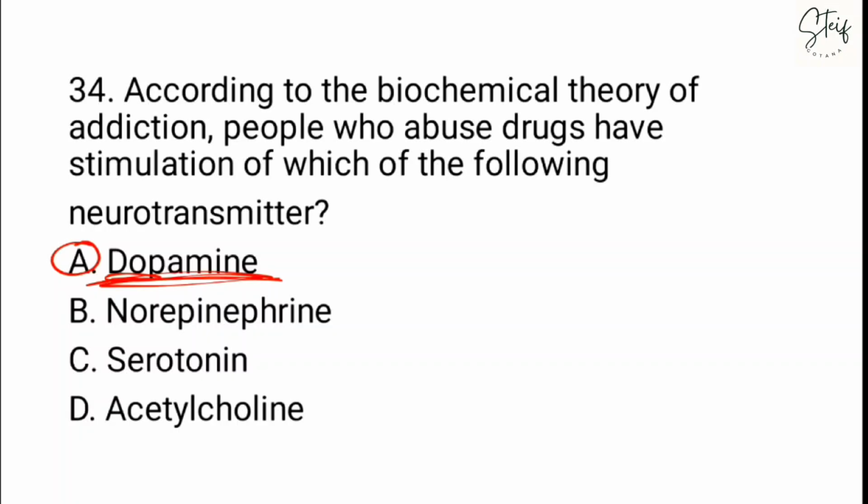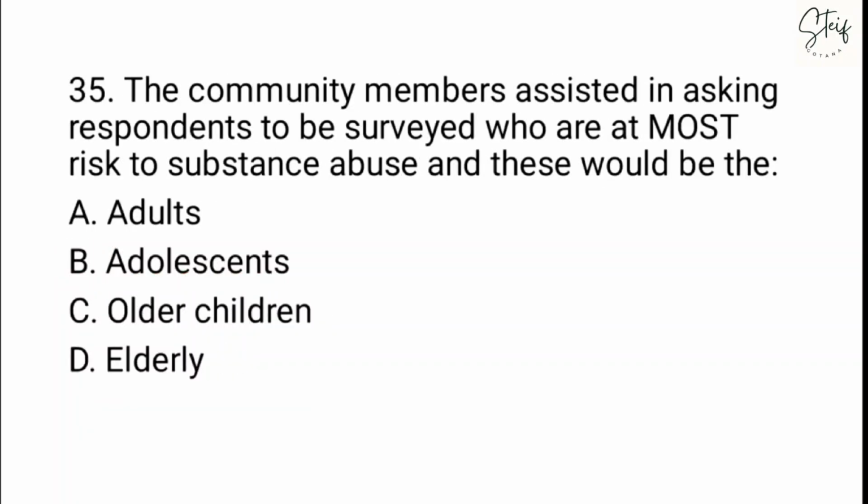Number 35. The community members assisted in asking respondents to be surveyed who are most at risk for substance abuse, and this would be the group most at risk daw po. A. Adults, B. Adolescents, C. Older children, and letter D. Elderly. Sagot po natin dito is letter B. Adolescent impulsivity and novelty seeking as a transitional trait behavior may advantageously promote learning and drives for adaptation to adult roles, and may also confer greater vulnerability to the addictive effects of drugs. Okay? Adolescent po.